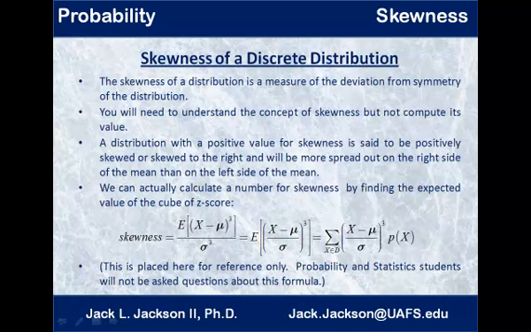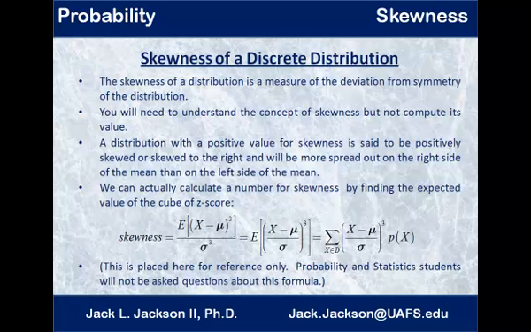Now, let me briefly talk about the skewness of a discrete distribution. Remember, we talked about the skewness of a data set. We said that it's a measure of deviation from symmetry. So if a data set is perfectly symmetric, then the skewness is exactly 0. And a positively skewed data set is also said to be skewed to the right, and it'll be more spread out on the right side, so it'll have more of a tail out to the right side than it does out to the left.